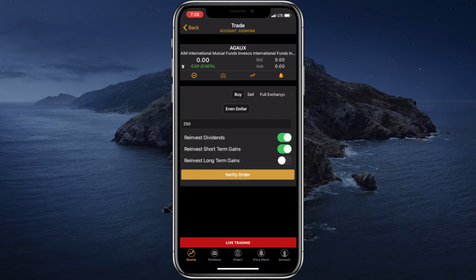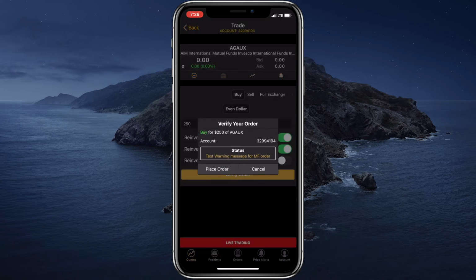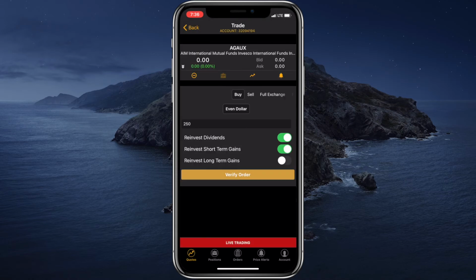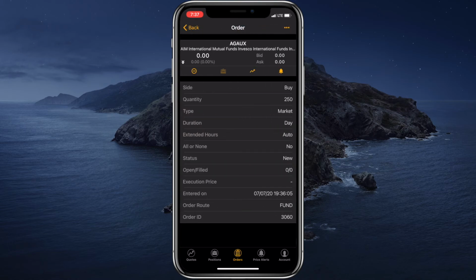Alright, now let's tap Verify Order and tap Place Order. Let's go to the Orders tab, and here we have our order. So here we're buying $250 worth of this fund, and when the time comes, the order will be executed.